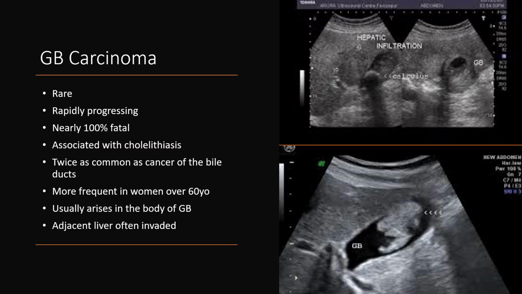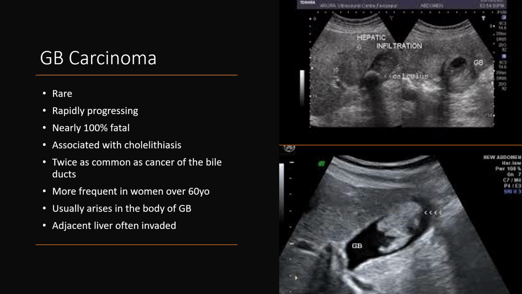The last gallbladder pathology we're going to talk about is gallbladder carcinoma. This is very rare, but it's almost 100% fatal because it's rapidly progressing and we often don't catch it until it's at an advanced stage. It's going to be associated with cholelithiasis. So many of our patients who have gallbladder carcinoma are going to have had gallstones.